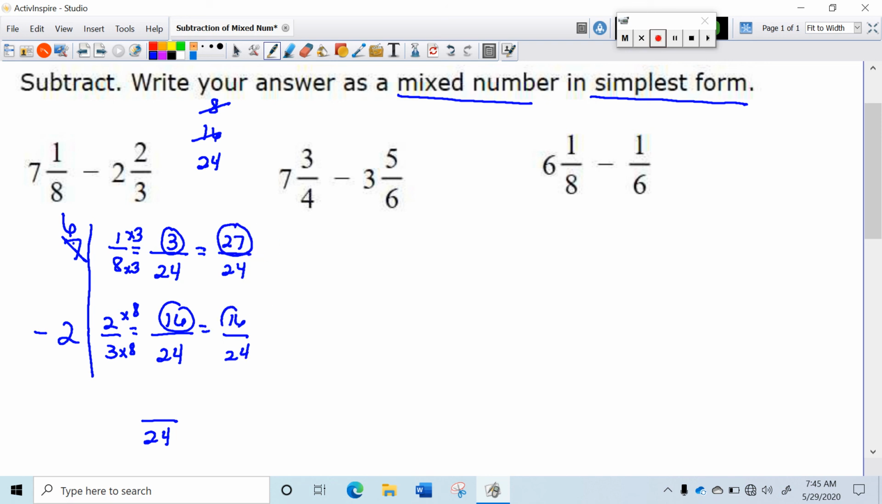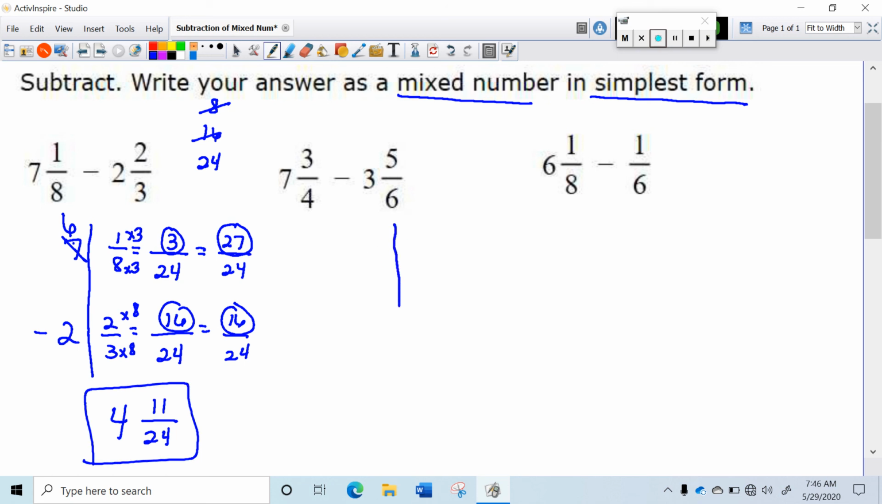Now you can subtract. So 27 take away 16 is 9. No, it's not. I'm sorry. It's 11. So 11 over 24 is the fractional part of my answer. Now I come over here and do the whole number. 6 minus 2 is 4. So that's my final answer for this problem.